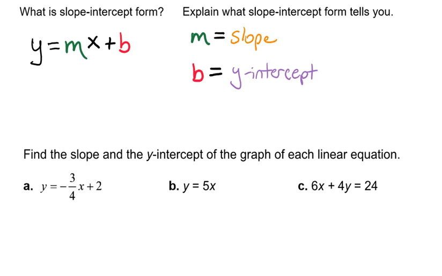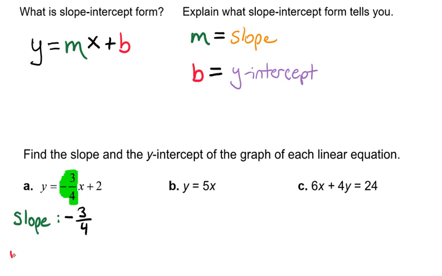We want to start off by asking, what is our slope? Here, we should have a slope value of what is in the m's place. And in the m's place, we have negative 3 over 4. So our slope should be negative 3 over 4.